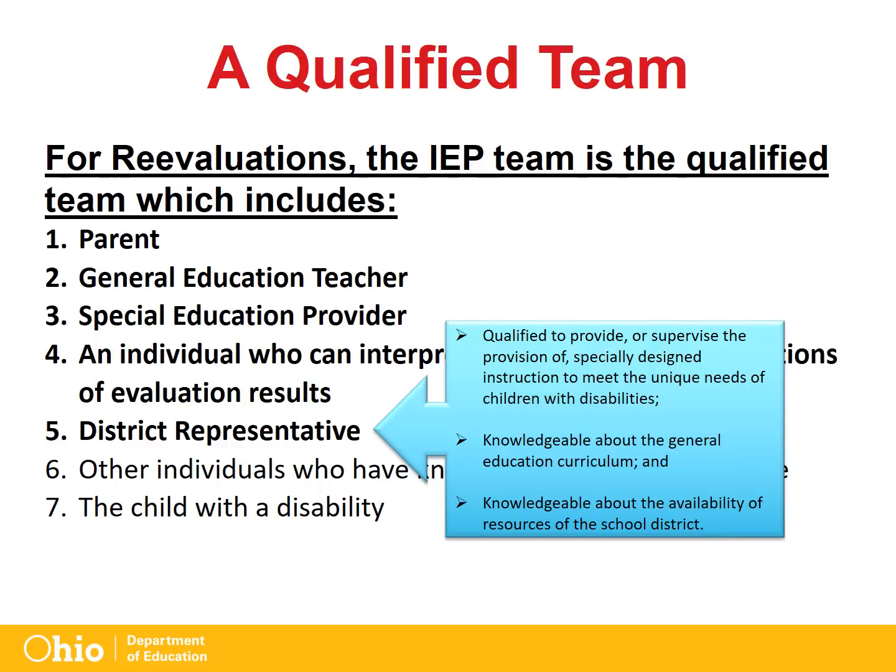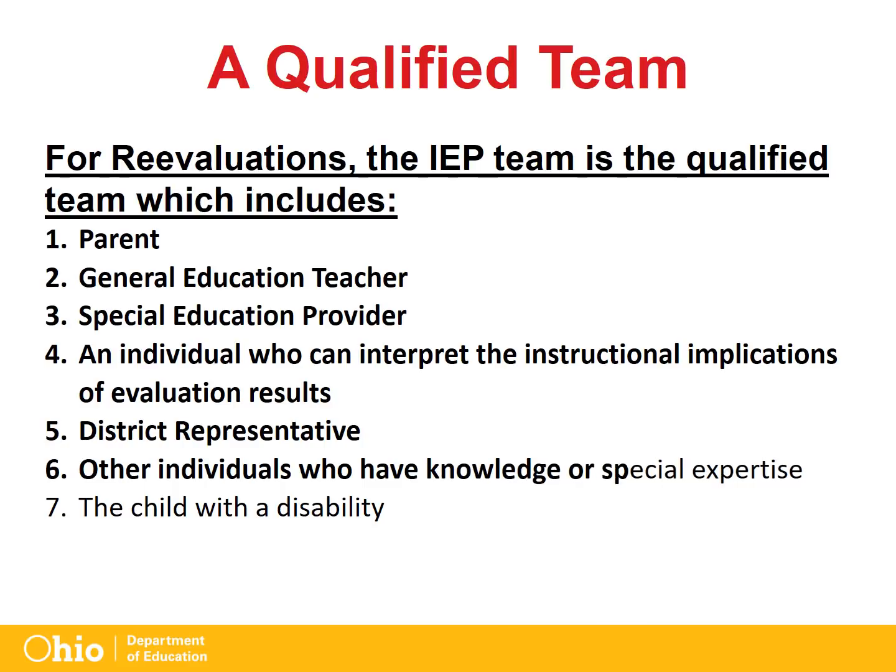Number 6, at the discretion of the parent or the school district, other individuals who have knowledge or special expertise regarding the child, including related service personnel as appropriate. Number 7, whenever appropriate, the child with a disability.